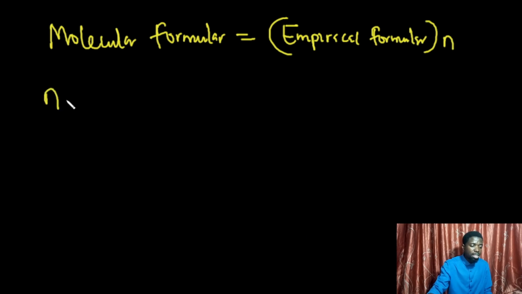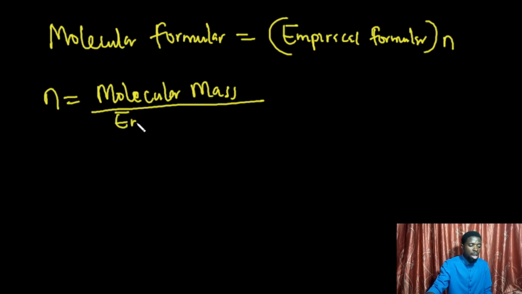To find n is quite simple. The n is given as the molecular mass divided by empirical mass. Now, in most cases, you would have that the molecular mass would be given. And what do I mean by the empirical mass? The empirical mass is the mass of the empirical formula. That is the mass of the elements combined in the empirical formula.